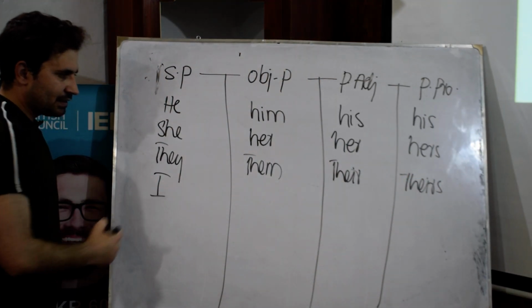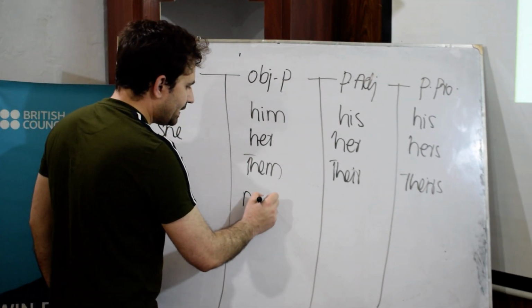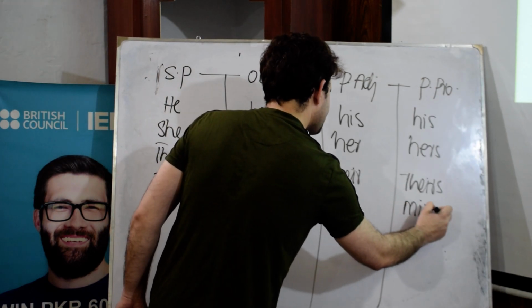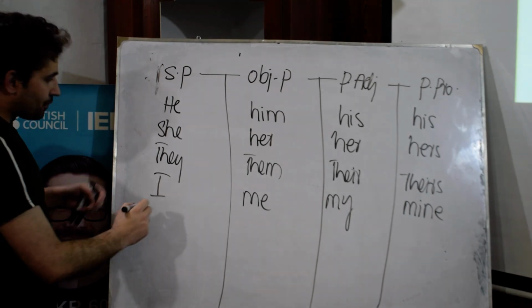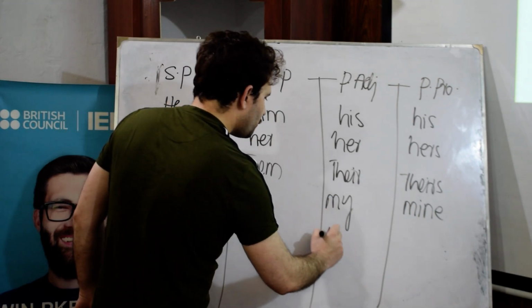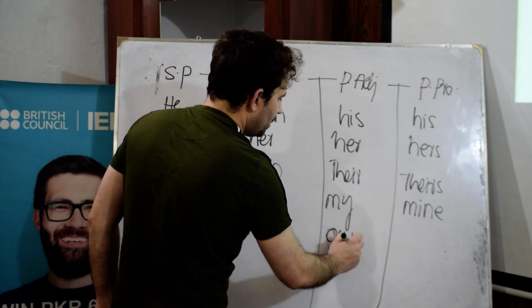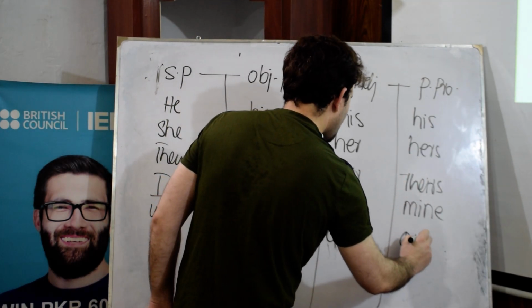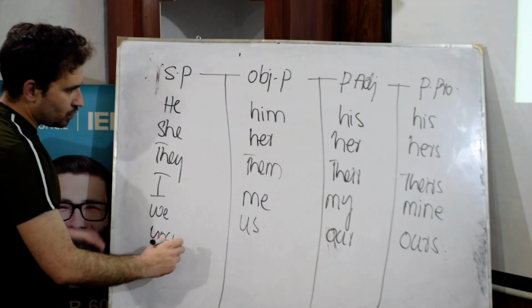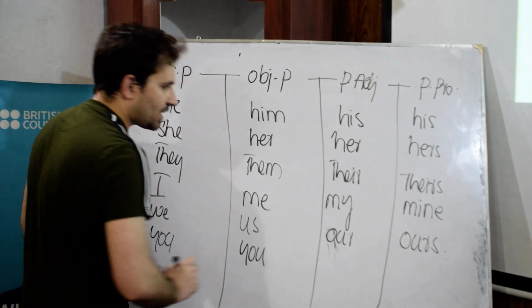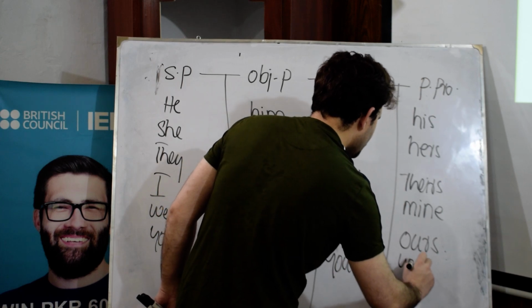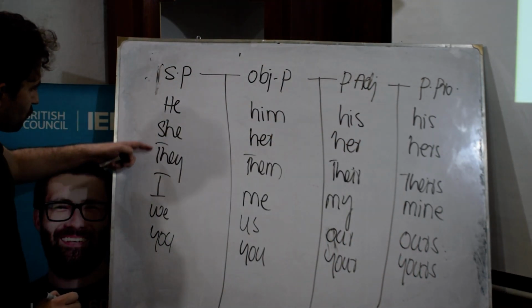We have I, subject pronoun, object pronoun me, possessive adjective my, possessive pronoun mine. We want to have we, subject pronoun, object pronoun us, possessive adjective our, and possessive pronoun ours. We have you, subject pronoun, object pronoun the same you, possessive adjective your, and possessive pronoun yours.